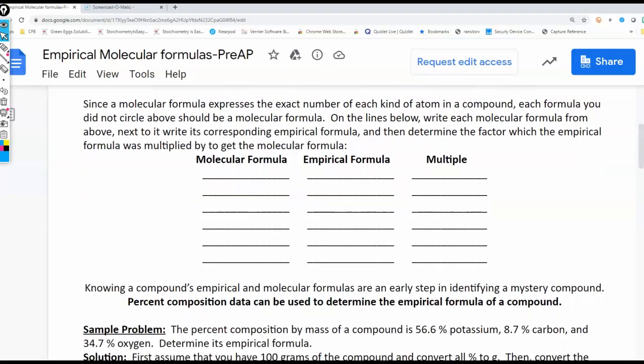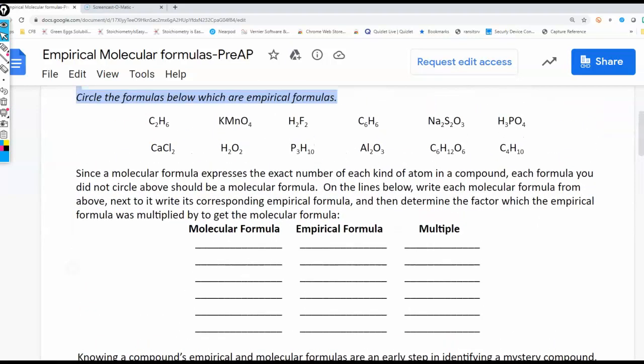So we had molecular formulas, and let me make sure that I can write them all down. Our molecular formulas were C2H6, H2O2, H2F2, C6H6, C6H12O6, and C4H10. Those were our molecular formulas, and we recognize those by realizing that they can still be reduced.